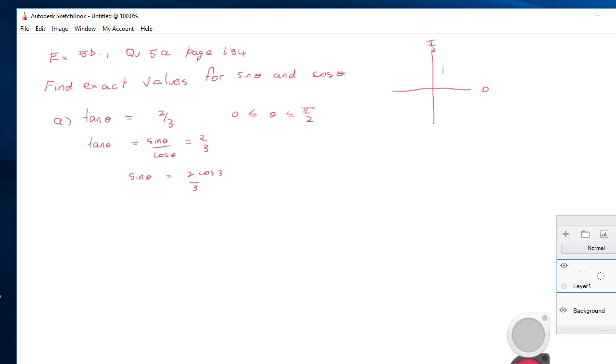And we also know the identity theorem, cos squared theta plus sine squared theta equals 1. So we can substitute this equation for sine theta into equation 2. And so instead of sine theta, we're going to write 2 cos theta on 3.